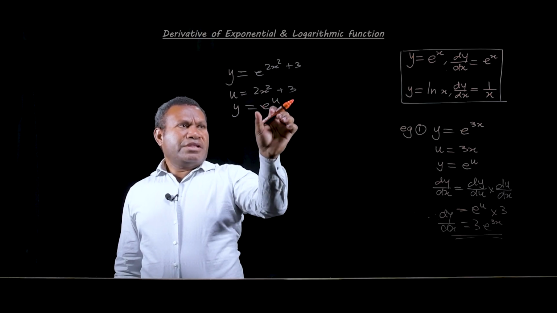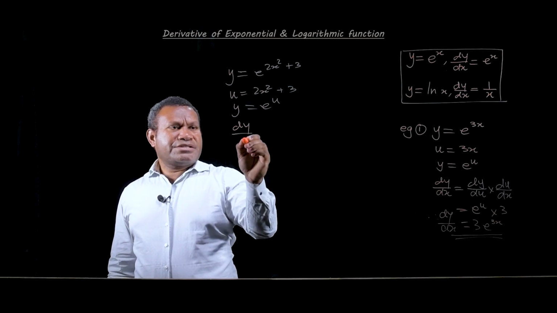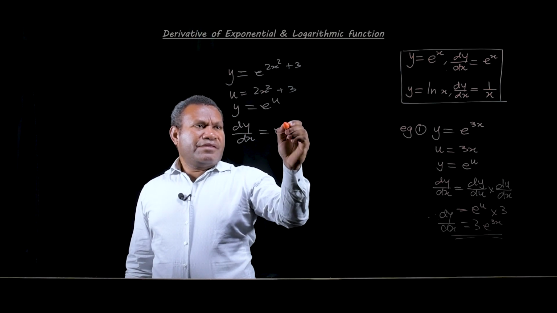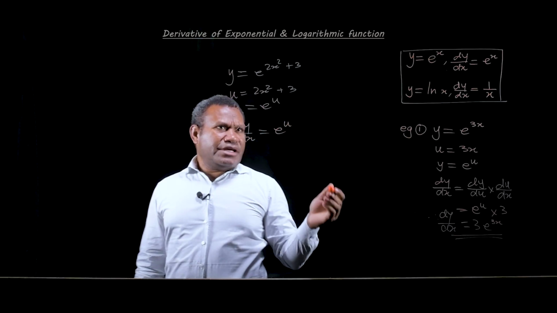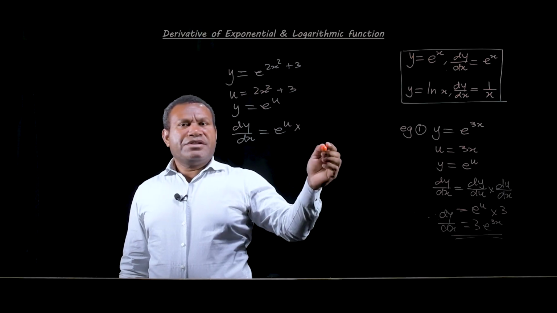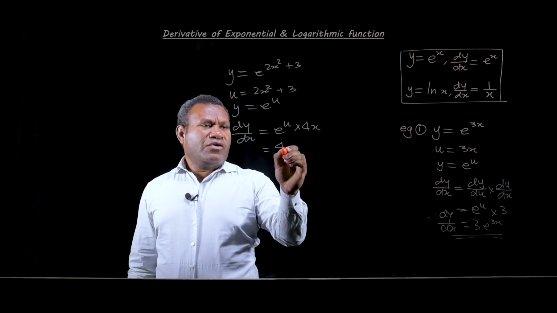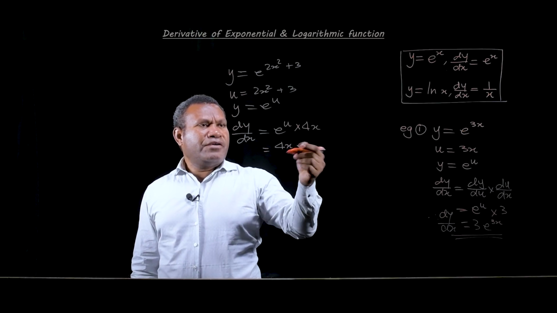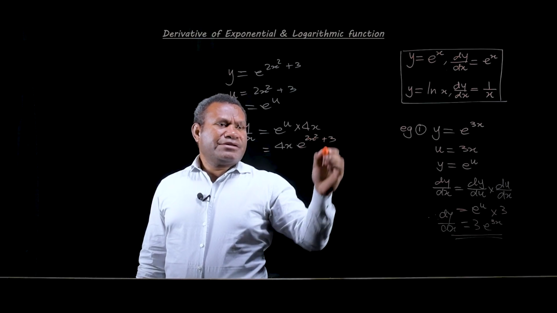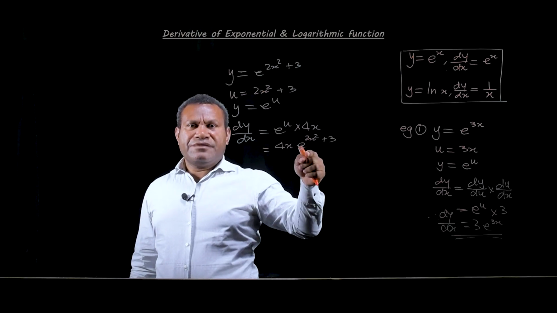Now the next part is to differentiate using the chain rule. dy over dx is equal to the derivative of this function, which again remains the same using the standard result, multiplied by the derivative of u, which, using the rules for differentiation, will be 4x. So we will have 4x multiplied by e raised to the power of u, but u is actually 2x squared plus 3. So this is our answer, or our derivative of this function.